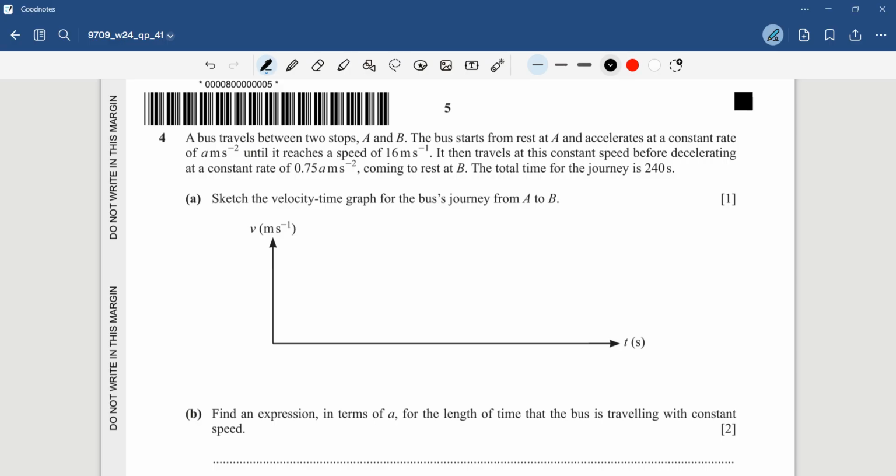So here there are three different segments. First, the object accelerates at a constant rate of a until it reaches a speed of 16. This is the first part, or first segment. The second segment is traveling with constant speed, and your third segment will be decelerating at a constant rate and coming to rest at B. Okay, so for the first part, since we start from rest, we can start from zero.